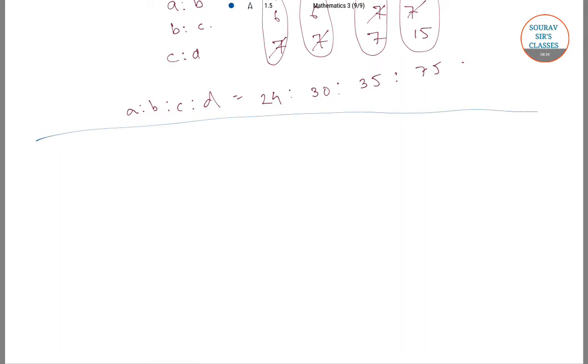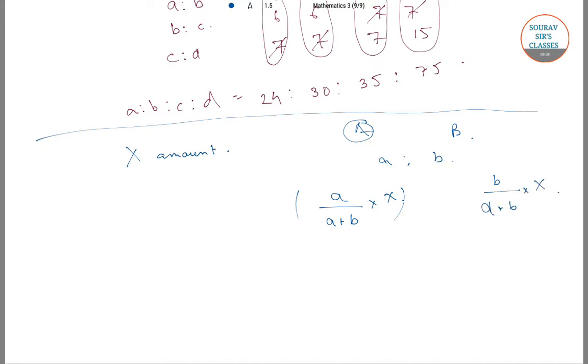Now proportion is also important in solving questions based on amount distribution. Suppose we have X amount that is to be distributed between A and B in the ratio A is to B, then A will get A divided by A plus B into X, and B will get B divided by A plus B into X. Similarly, if X amount is to be divided in the ratio A is to B is to C, then the first person will get A divided by A plus B plus C into X. Second person will get B divided by A plus B plus C into X. And third person will get C divided by A plus B plus C into X.